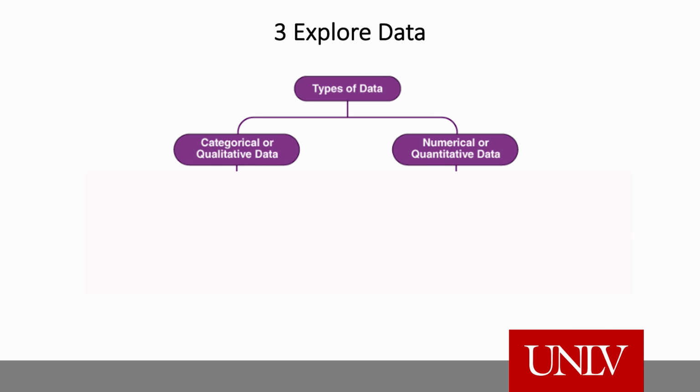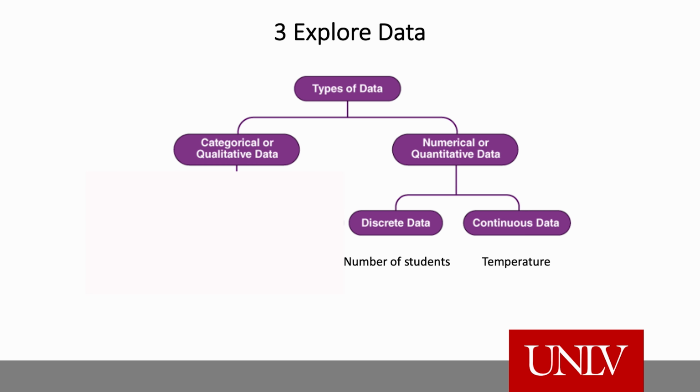In statistics, data is generally divided into two major categories: quantitative and qualitative. First, quantitative data, also called numerical data, represents measurable quantities such as height, weight, price, or age. Quantitative data can be discrete or continuous. Discrete data includes values that can only be whole numbers, such as the number of students or the number of cars. Continuous data can take any value within a range, such as temperature or time, and is usually measured rather than counted.